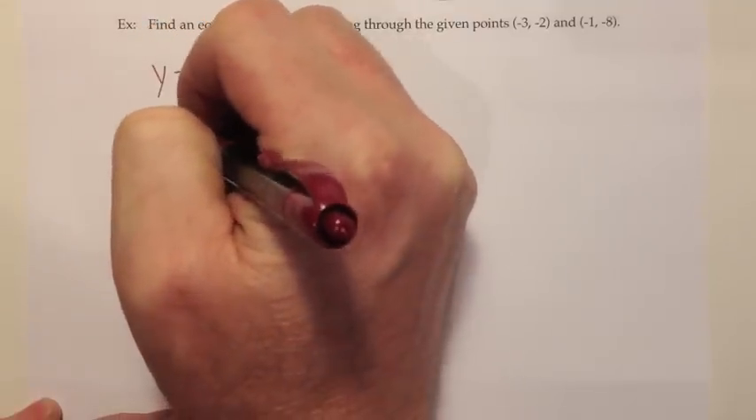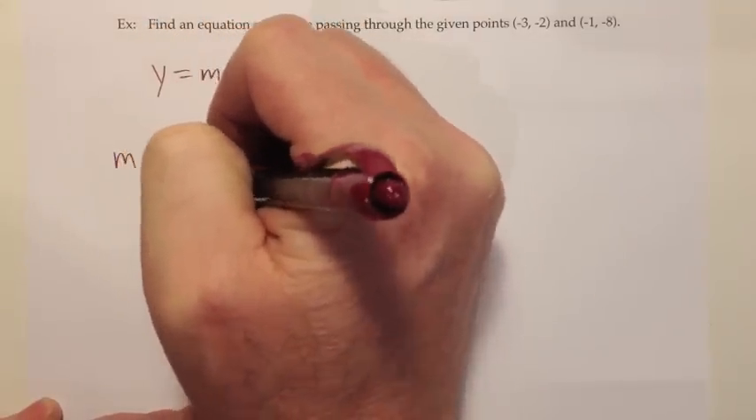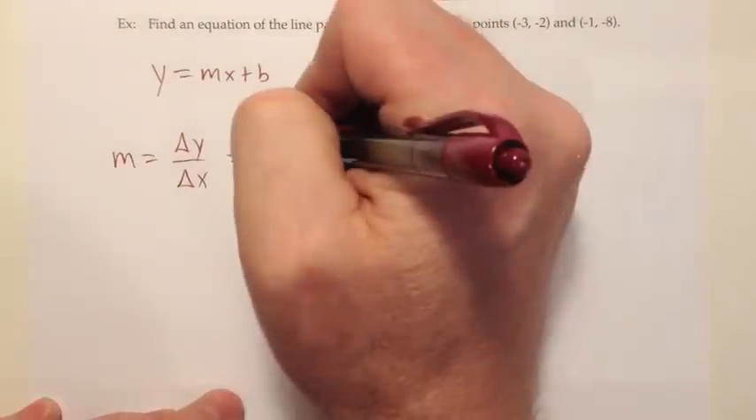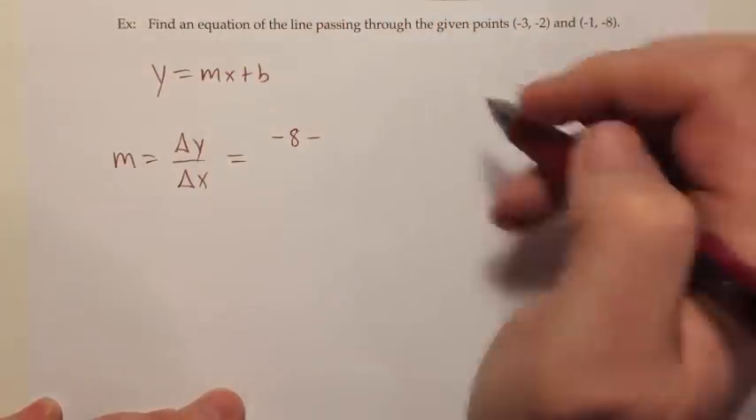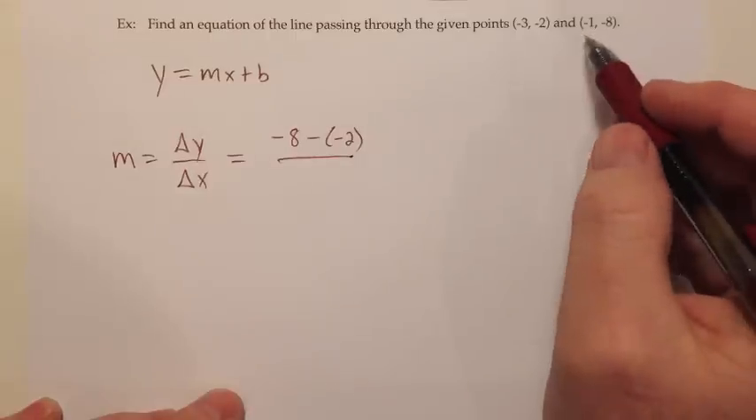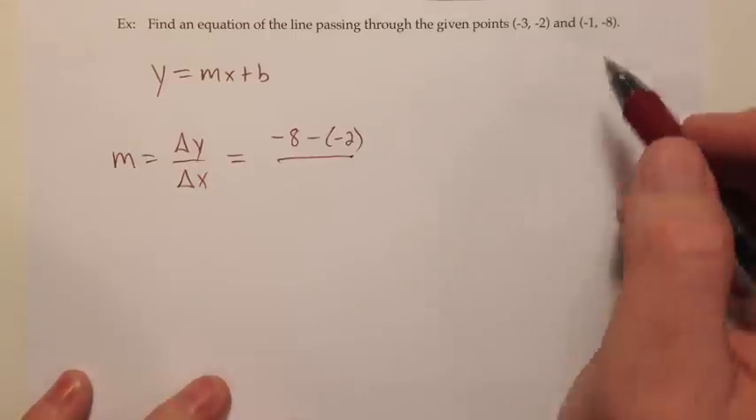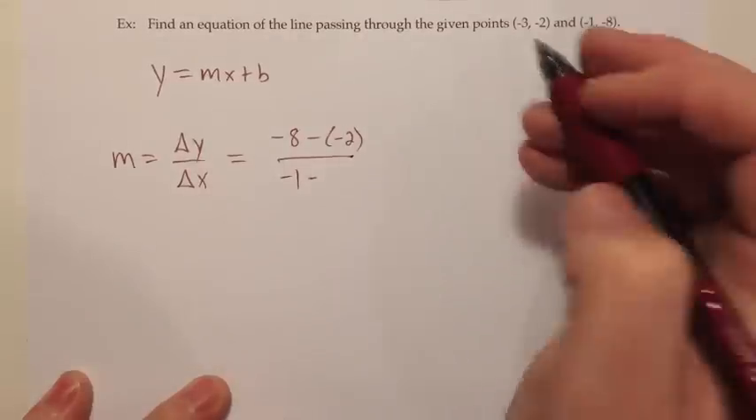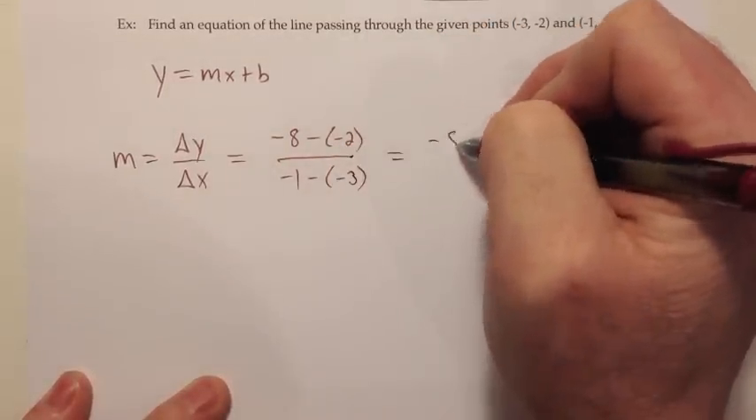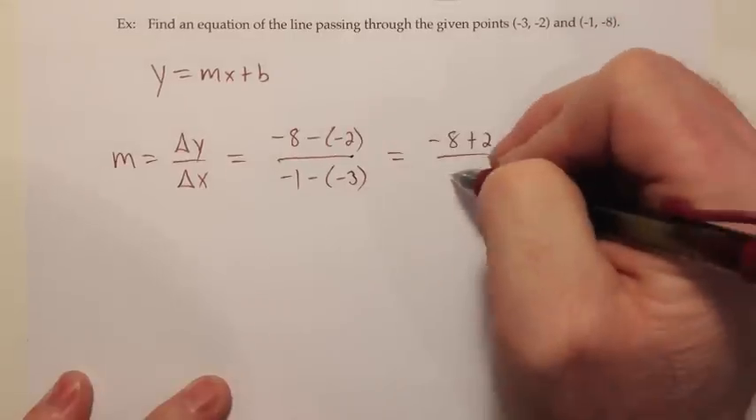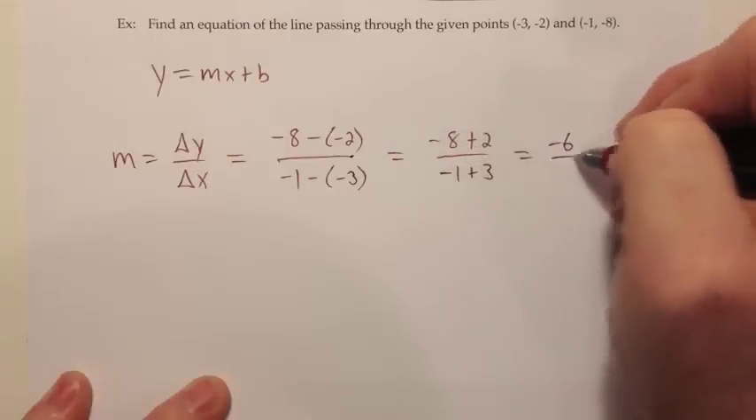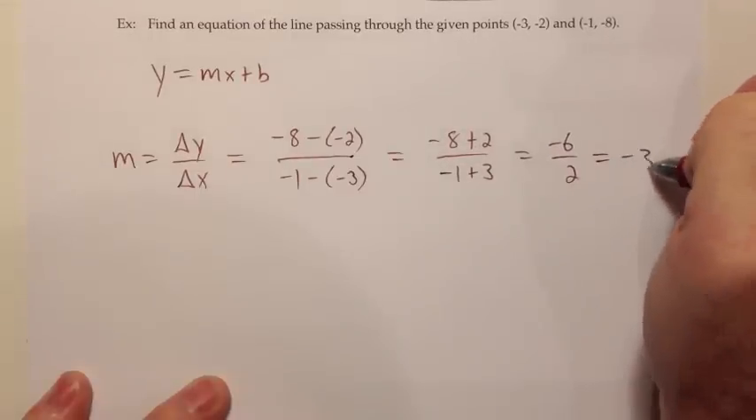So my m would be the change in the y values divided by the change in the x values. And I'll start off with the one on the right and say that y value is negative 8 minus this y value, which is negative 2. And then I have to do that in the same order for the x's. So starting off on the right again, the first x here is negative 1, and then minus this x, which would be negative 3. And then just being careful with the signs here, two negatives make a positive 2, and these two negatives make that a positive 3. And then simplifying a little further, I get negative 6 over 2, and finally, I end up with negative 3.